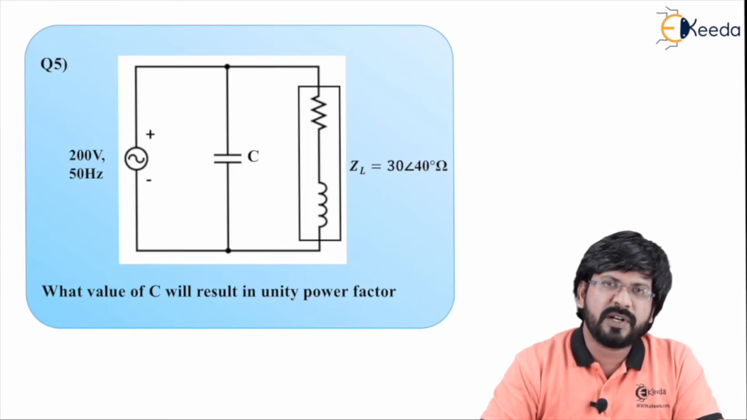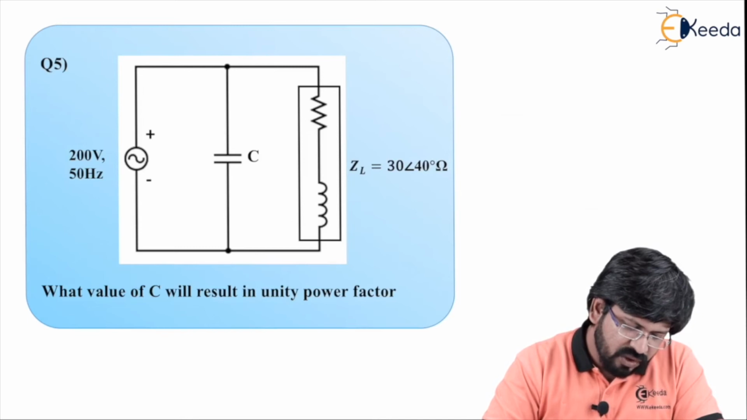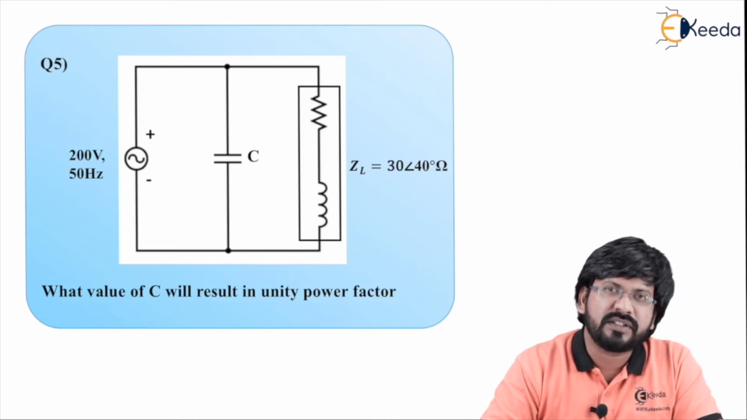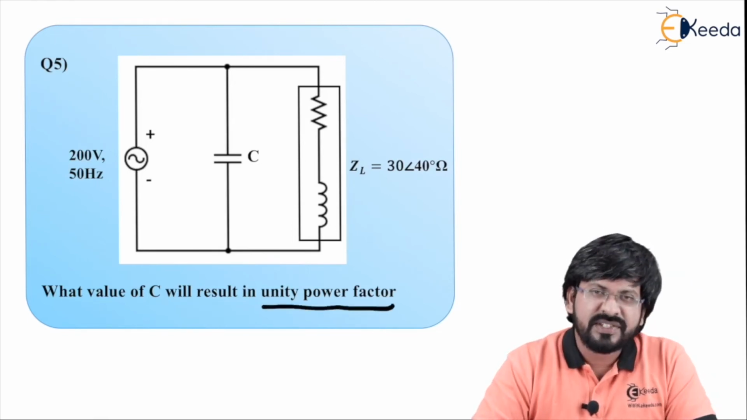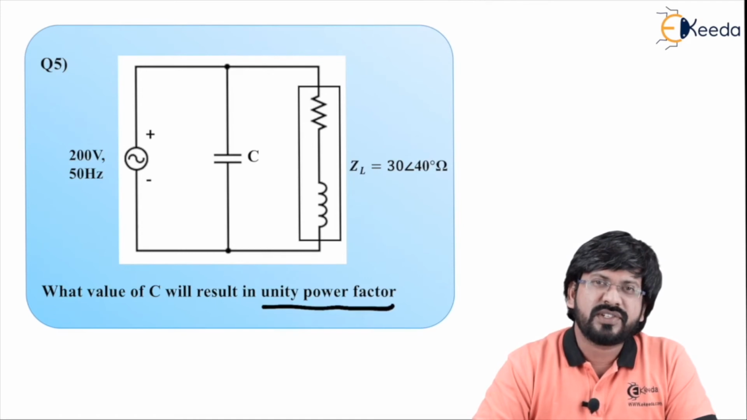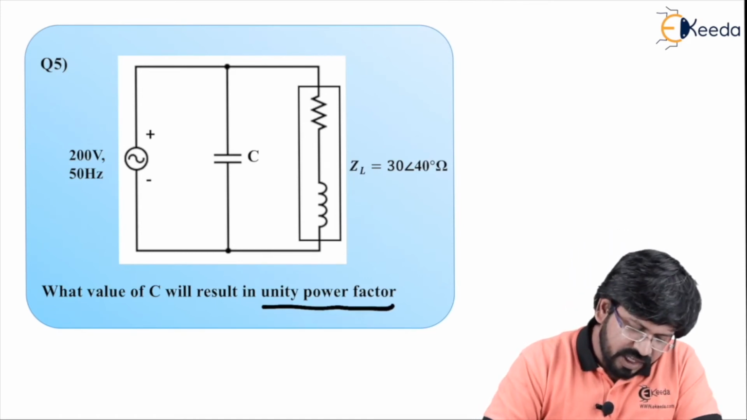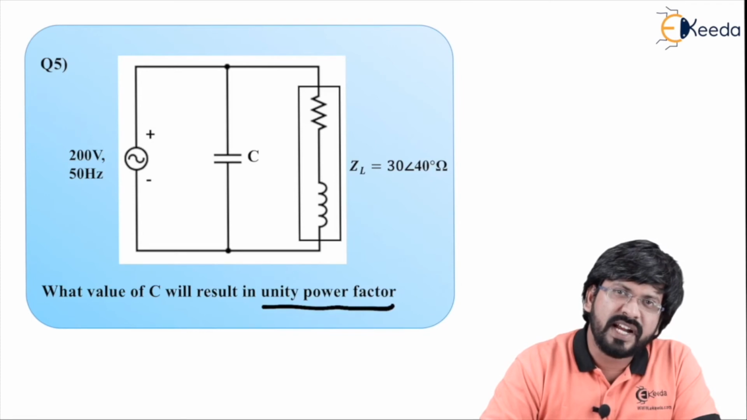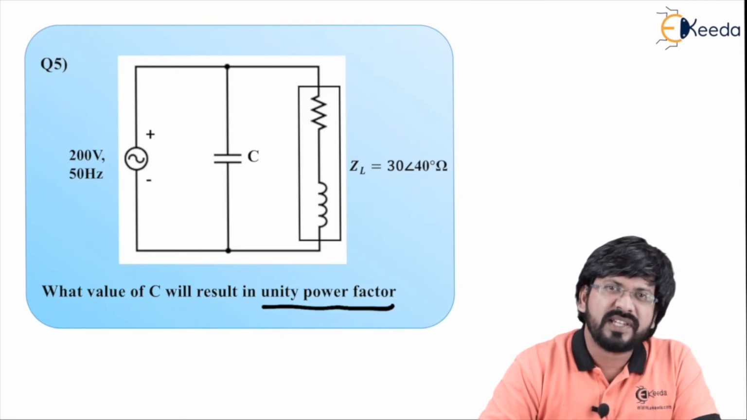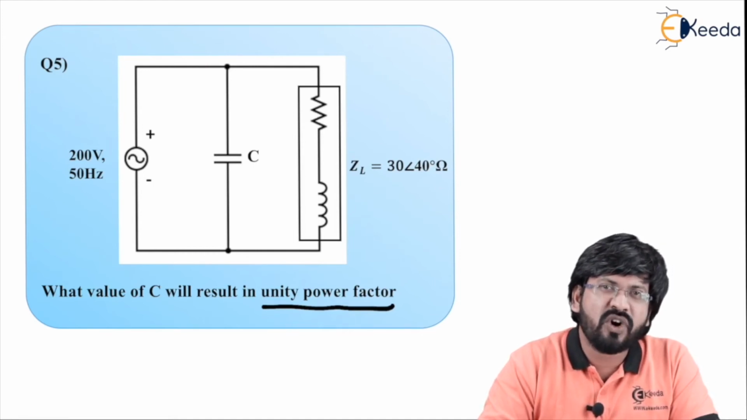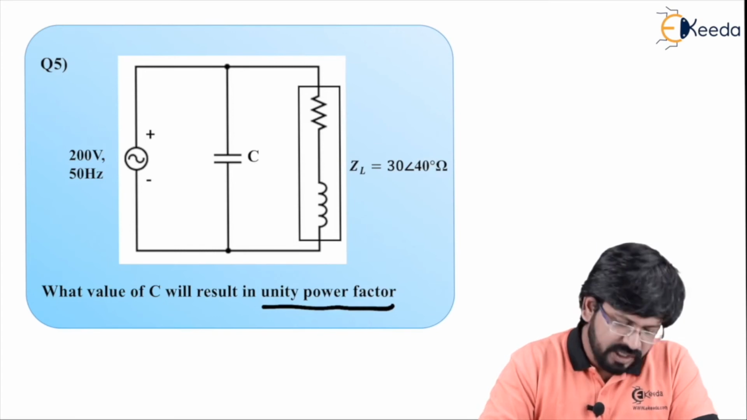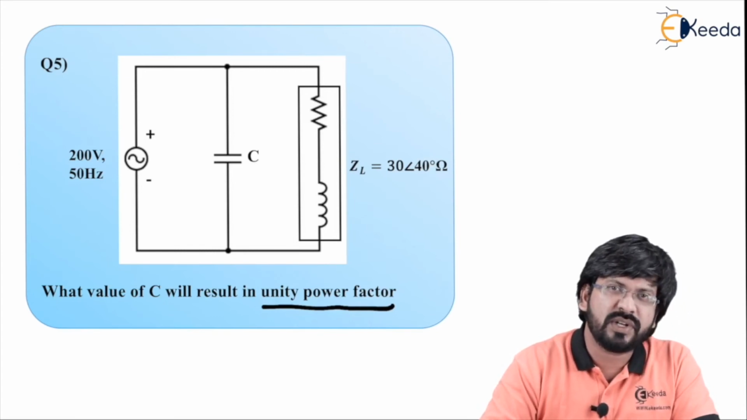When they say unity power factor, it means the problem is related to a resonance circuit. Because only under resonance do voltage and current come in the same phase, or the phase angle between voltage and current is equal to 0 degrees. If phi is equal to 0 degrees, cos 0 becomes 1, so the power factor is unity. It means it is related to the resonance condition.